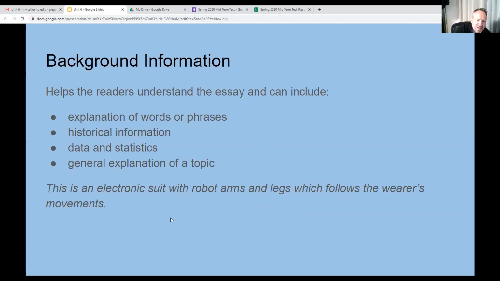Okay, the next part of the introductory paragraph is giving background information. This helps the readers understand the essay, and it can include an explanation of words or phrases, historical information, data and statistics, or a general explanation of a topic. So here, this is an electronic suit with robot arms and legs, which follows the wearer's movements. It's just explaining the extra information that you need to know to properly understand the topic.